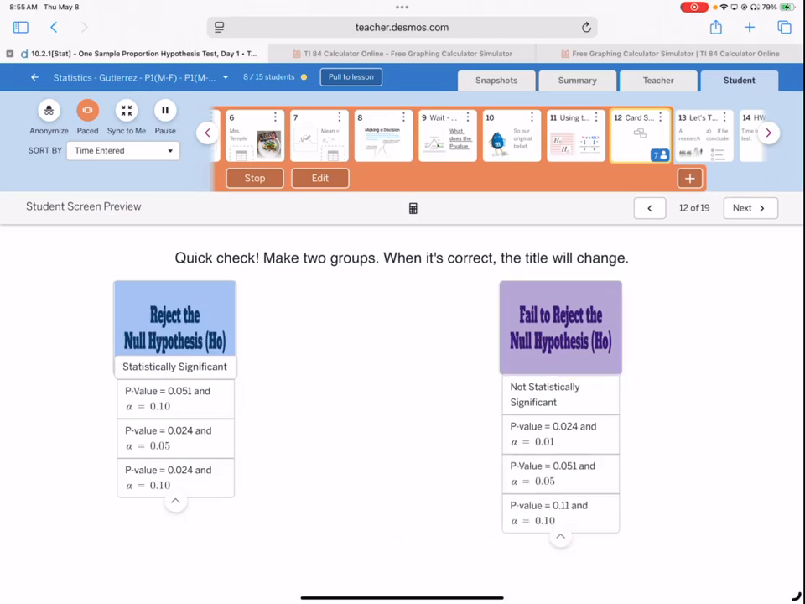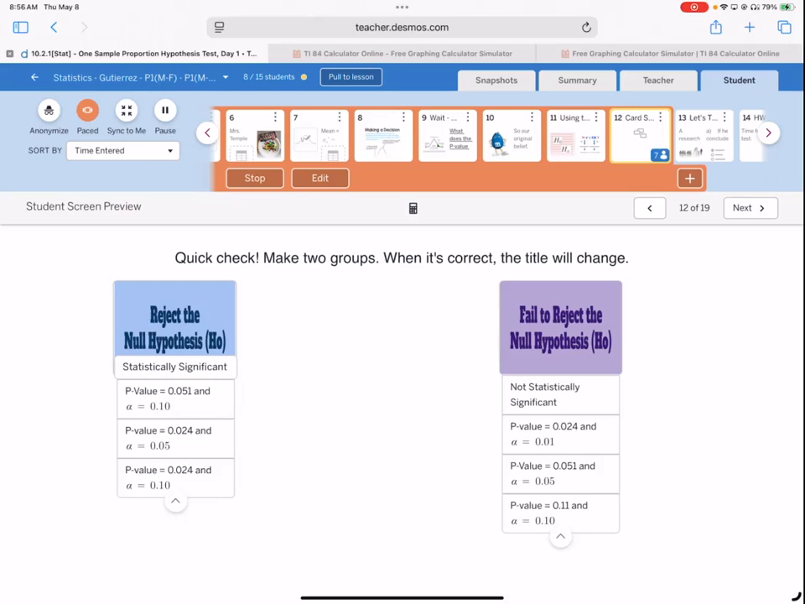Now, of course, we can use different alpha levels, but in this course, all I have time for is using 0.05. But you could see that even with the same alpha level, there are sometimes when you would reject and sometimes when you would not reject.